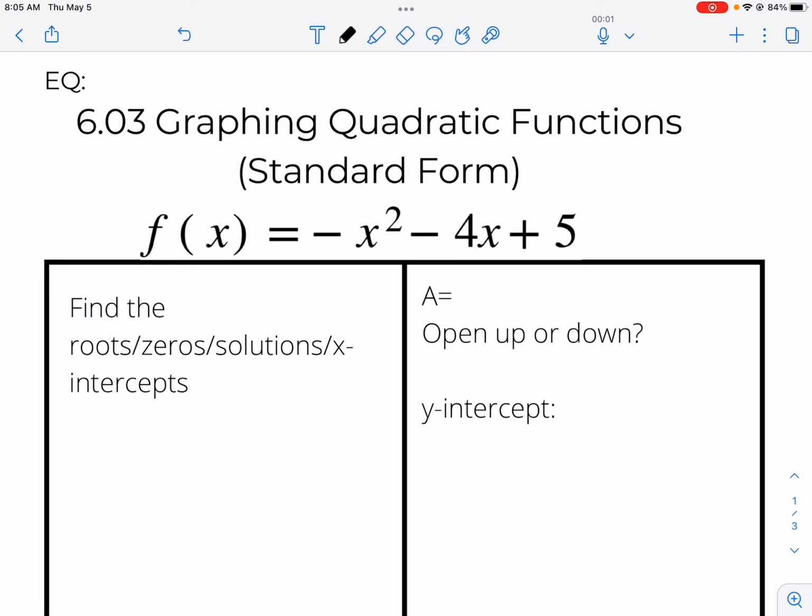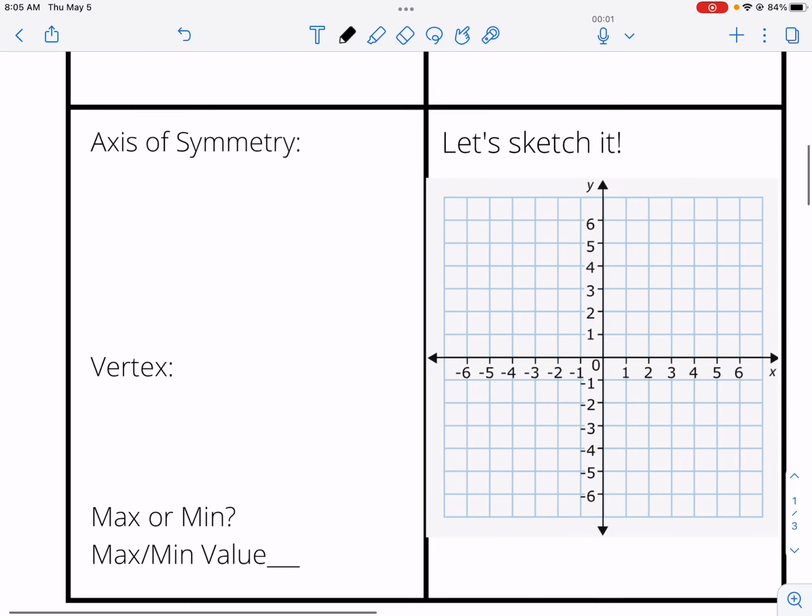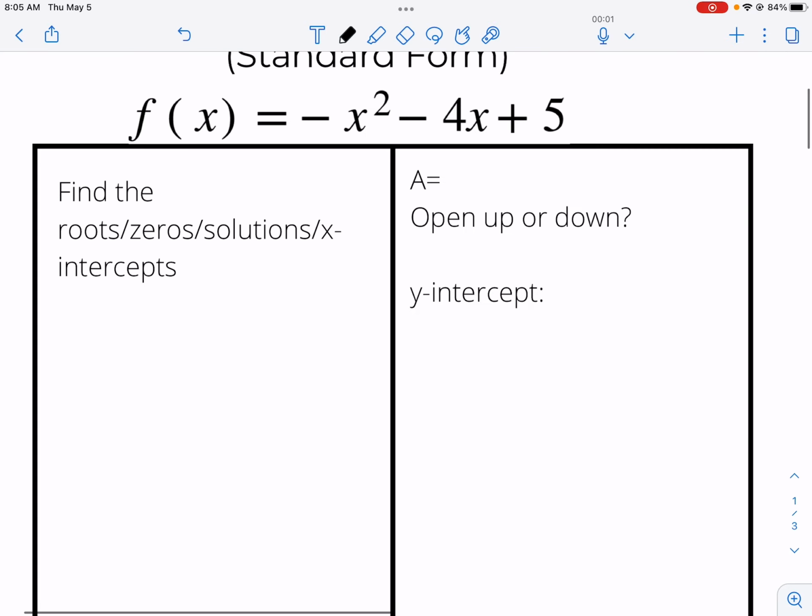Today we are graphing quadratic functions. You guys already know how to graph the roots. We're just graphing the other pieces, the y-intercept and the axis of symmetry and the vertex today. So we're putting together all the pieces we need to graph a quadratic function.